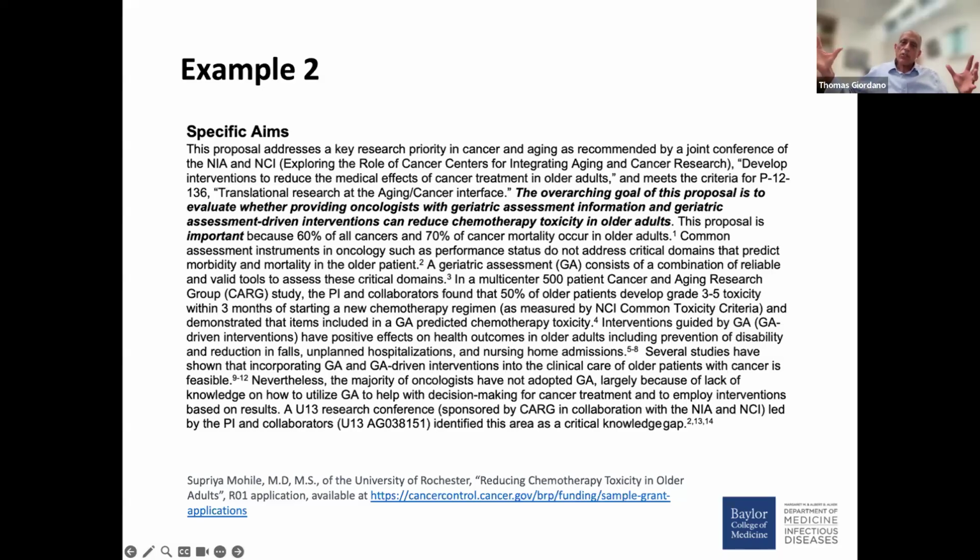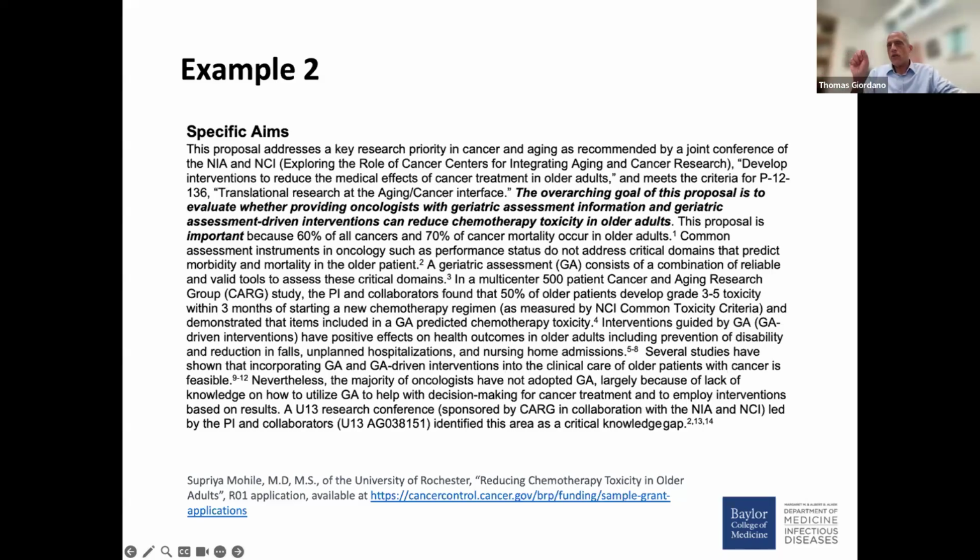So they've established legitimacy of the work they're proposing, the need for the work they're proposing, by simply saying, you guys called for it. NCI and NIA said, we need work in these areas. And they said, that's what we're going to do. So that's how they said work's important.